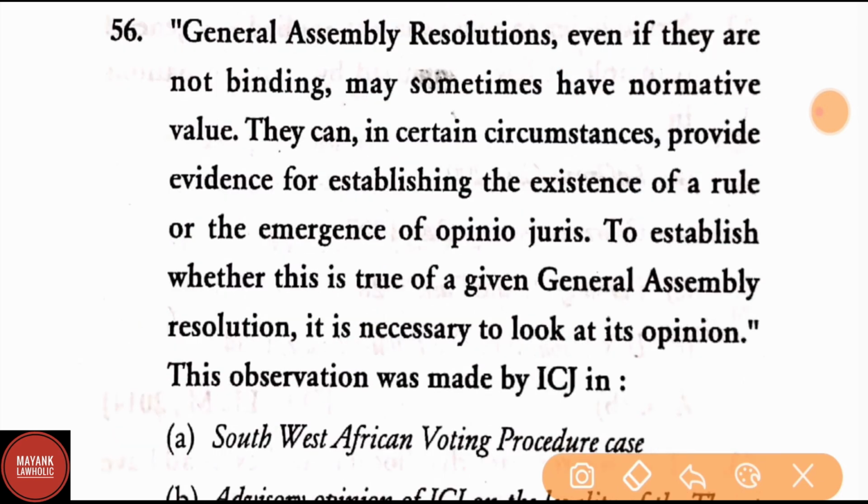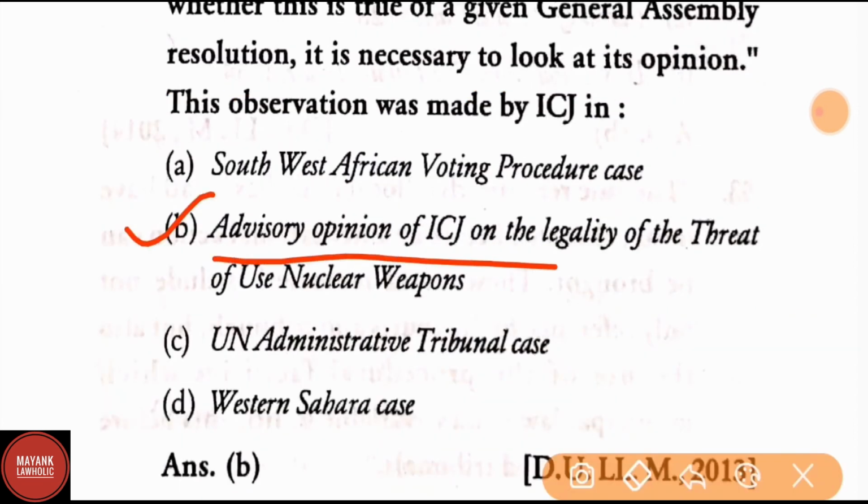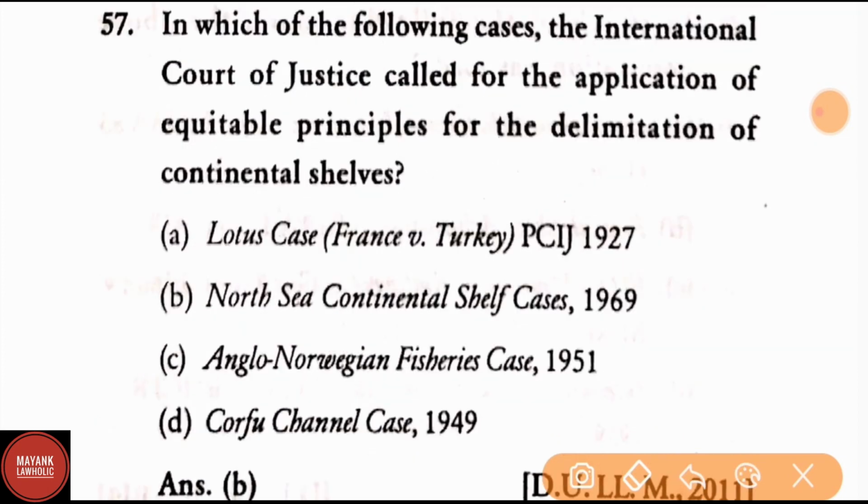Question number 56. General Assembly resolutions, even if they are not binding, may sometimes have normative value. They can, in certain circumstances, provide evidence for establishing the existence of a rule or the emergence of opinio juris. To establish whether this is true of the given General Assembly resolution, it is necessary to look at its content. This observation was made by the ICJ in the Advisory Opinion on the legality of the threat or use of nuclear weapons.